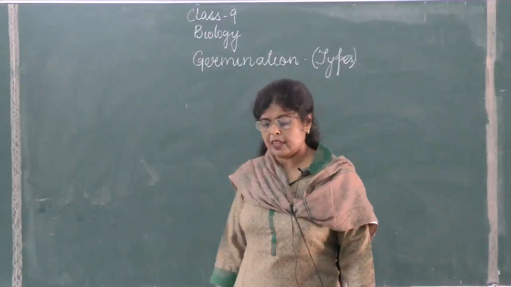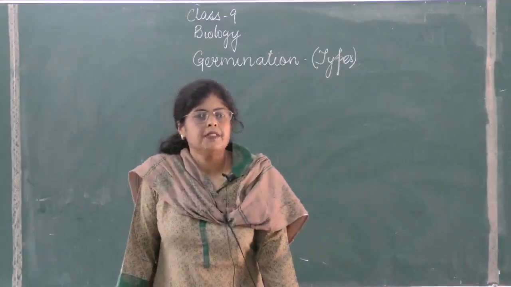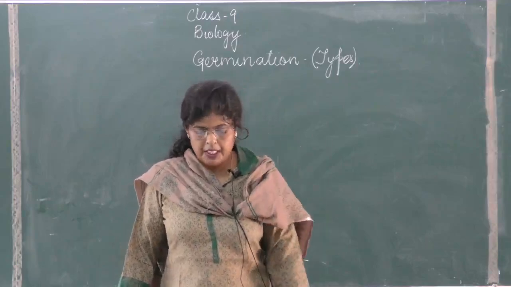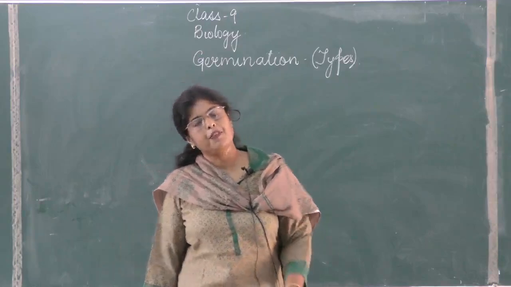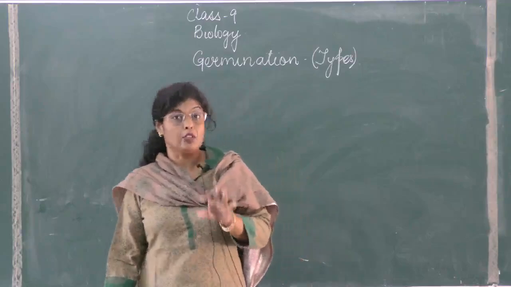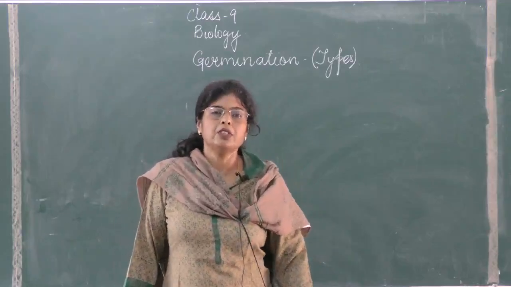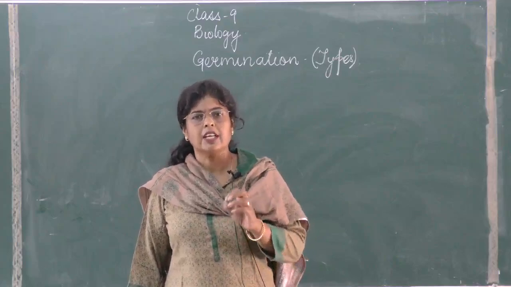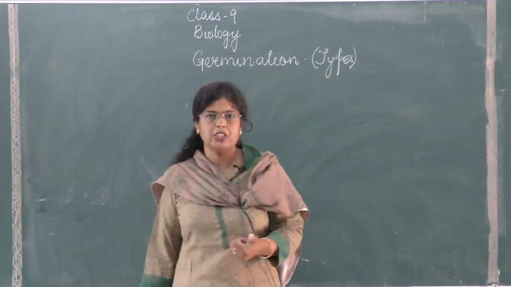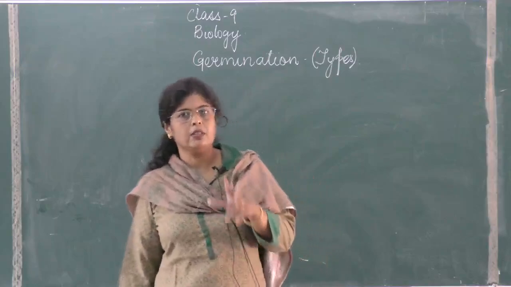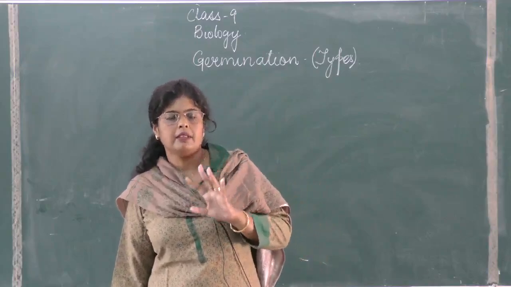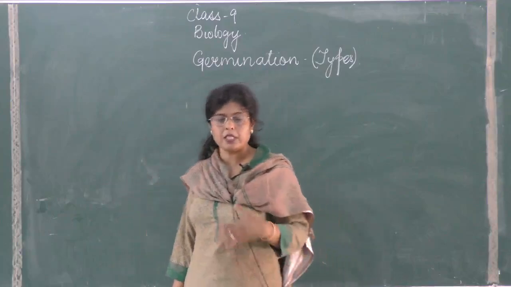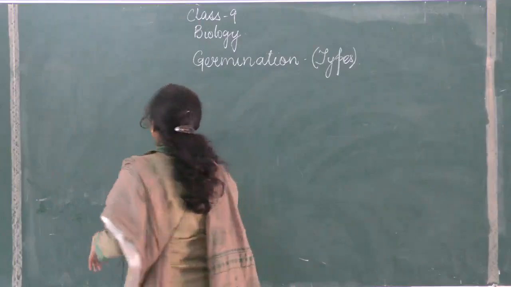In the previous class we have seen the factors which are needed for the process of germination. We have performed 4 different experiments to show the factors which are actually needed for germination. The factors are water, oxygen and optimum temperature. Fine. Now we will see the types of germination.